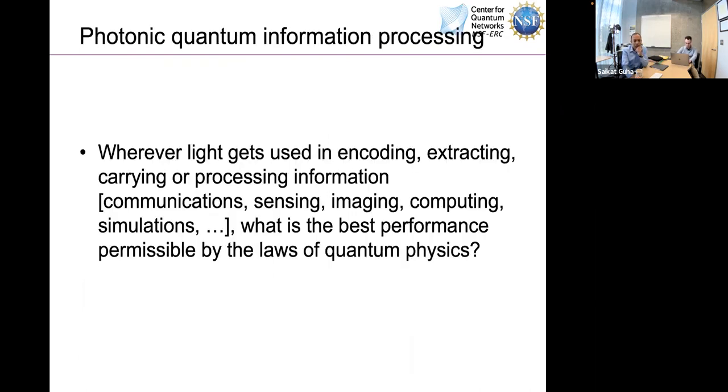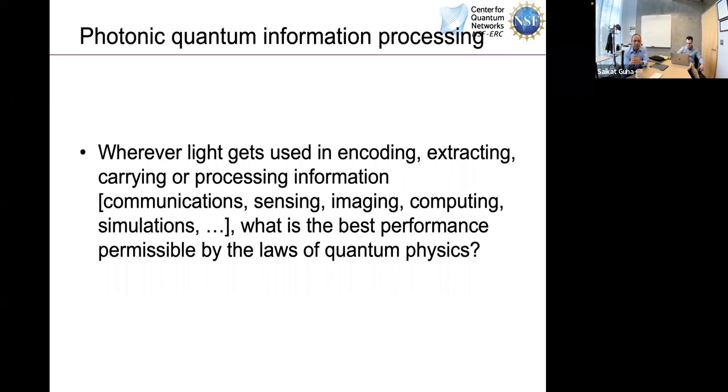methods. So what is photonic quantum information processing? Basically, this field has to do with wherever light gets used in encoding, extracting, carrying, or processing information, whether it be in communications, sensing, imaging, computing, or simulations. When you cast the state of light in the language of quantum mechanics or quantum physics, you suddenly have access to a lot of powerful tools that can tell you what is the best possible performance that is permissible by the laws of physics.